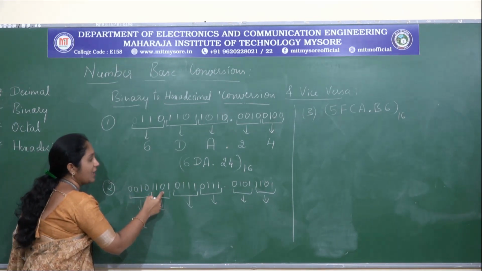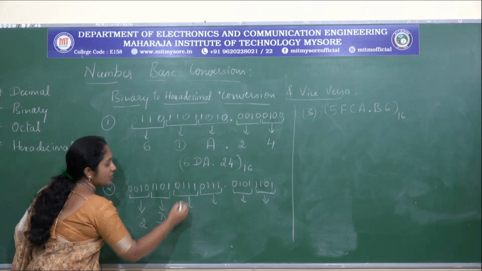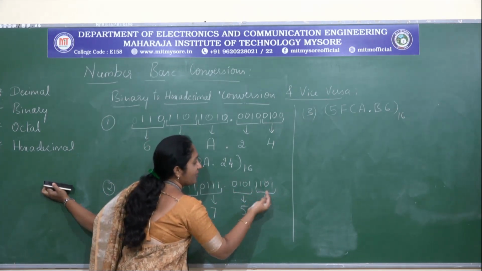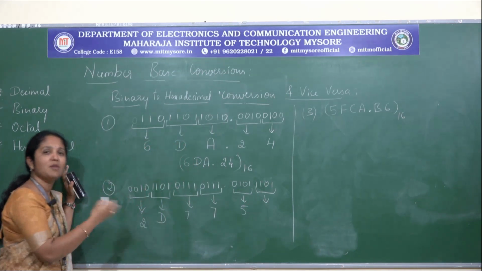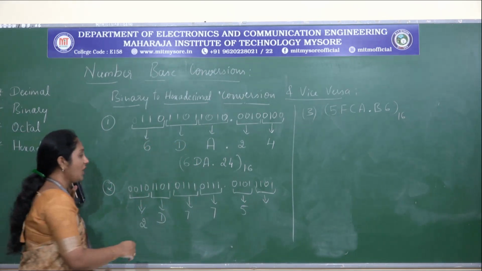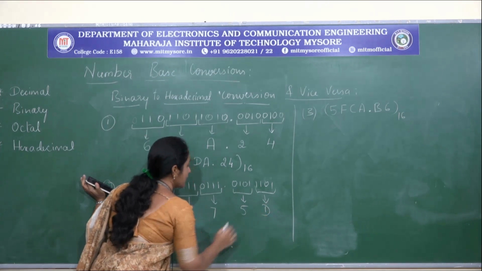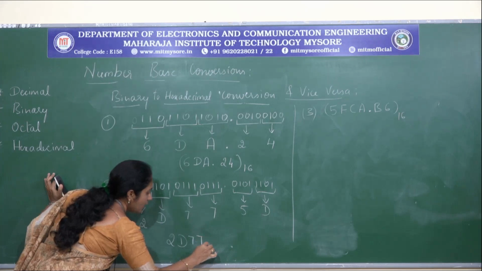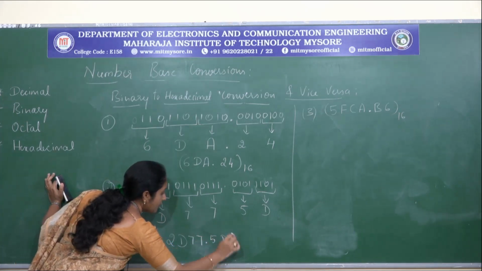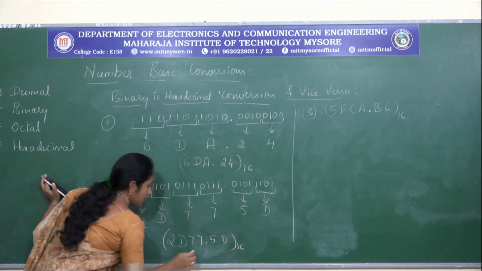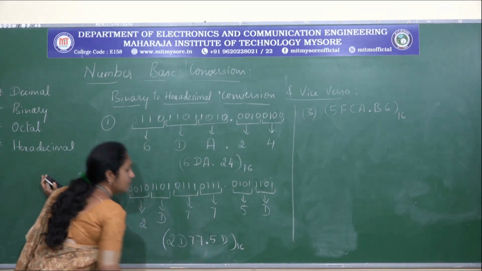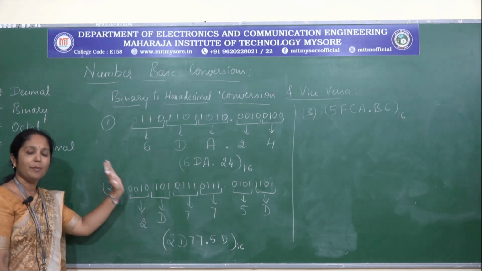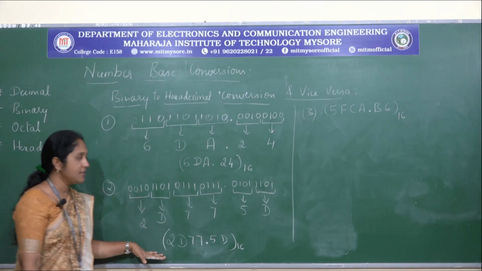1101, I have 13, D. 0111 is 7, 7. Here I have 5, again I have taken 1101, so I have obtained 2 times D in this. Therefore the equivalent is 2D77.5D. So this is how we convert a binary sequence into hexadecimal.